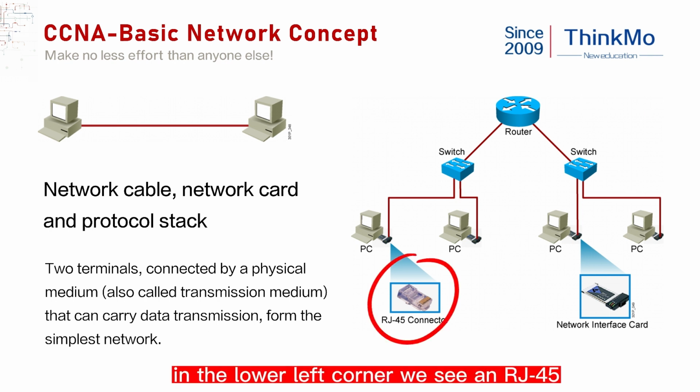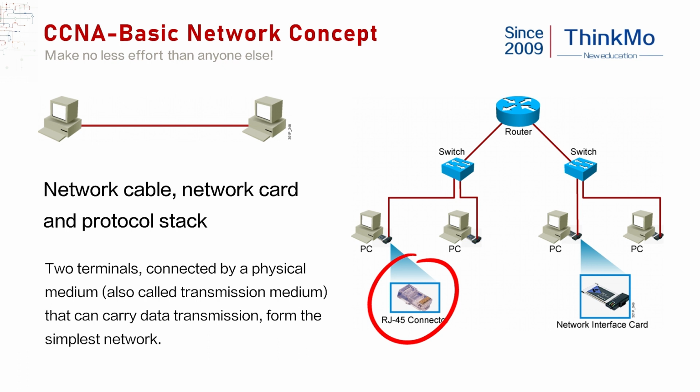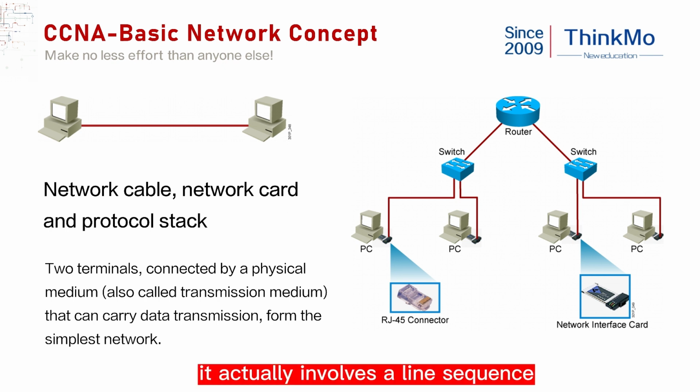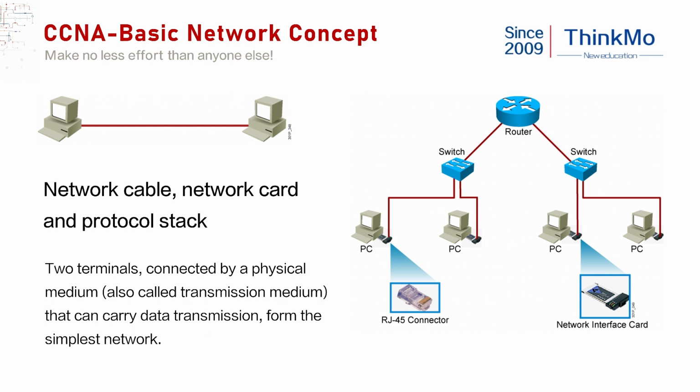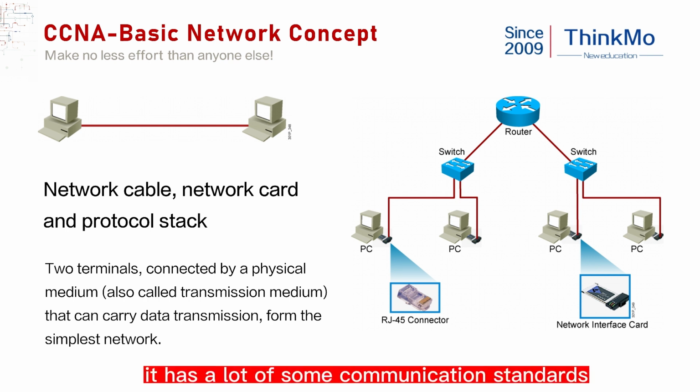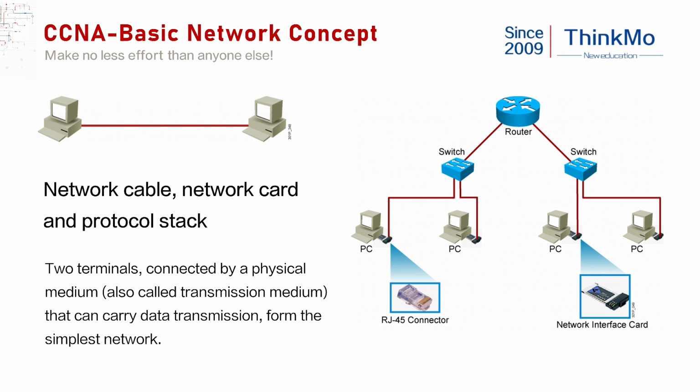Let's look at some common physical components. In the lower left corner we see an RJ45 connector. It's a standard for twisted pair. It actually involves a line sequence, the two production line sequences of 568A and 568B for twisted pair. It has a lot of communication standards, for example, shielded and unshielded, what we call STP and UTP. If you are interested, you can take a look.